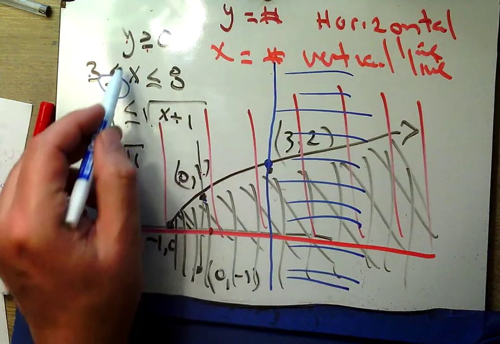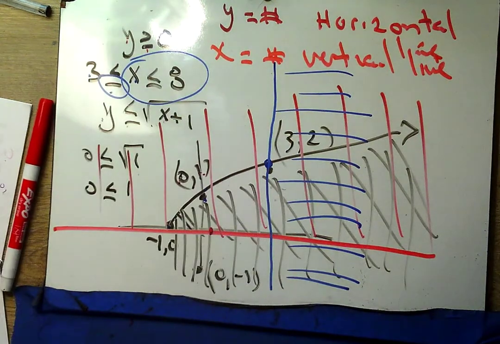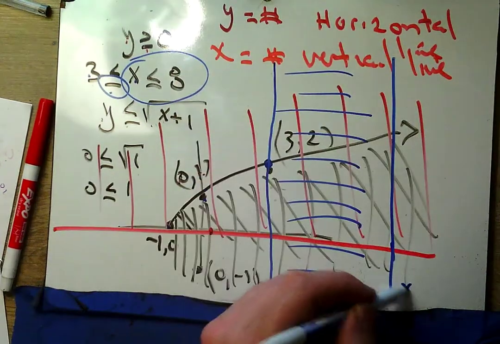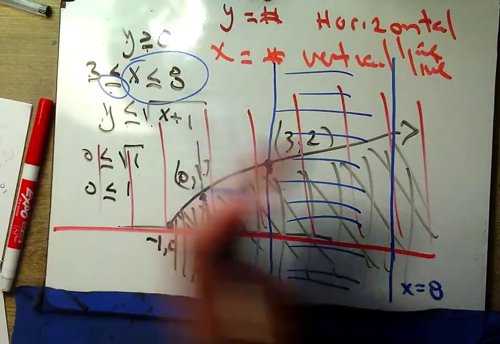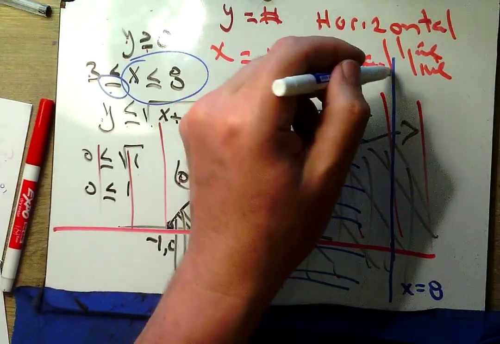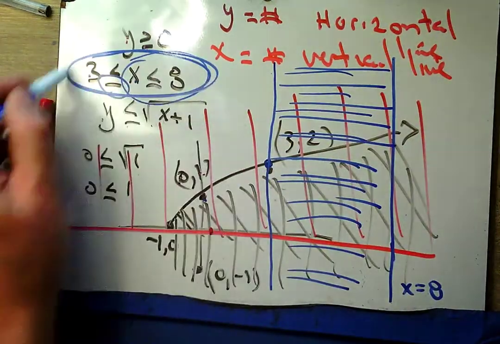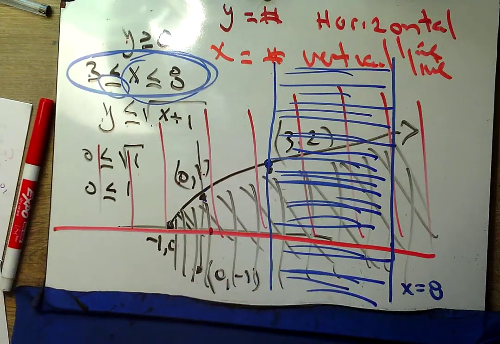But don't forget there's this as well. X is less than or equal to 8. So x equals 8 is this vertical line. And I need x values less than 8. Well, x values less than 8 are over here. So the shading for this inequality is all the stuff in between x equals 3 and x equals 8.